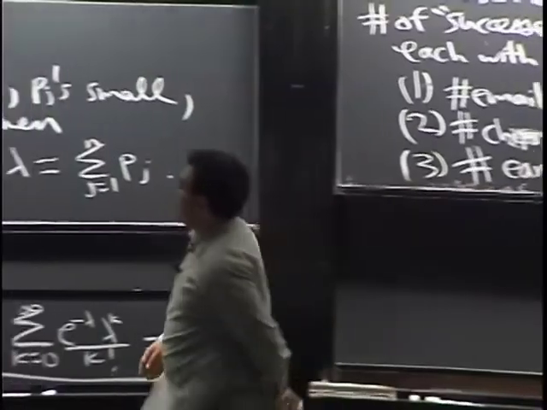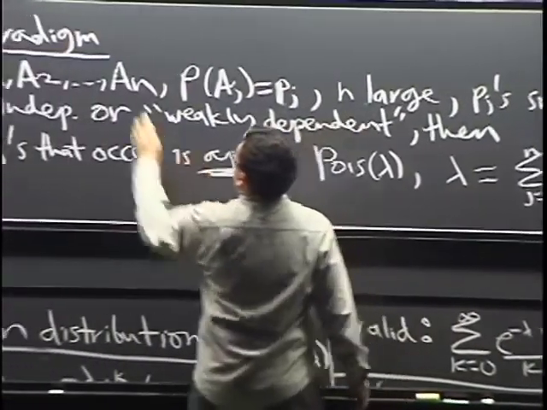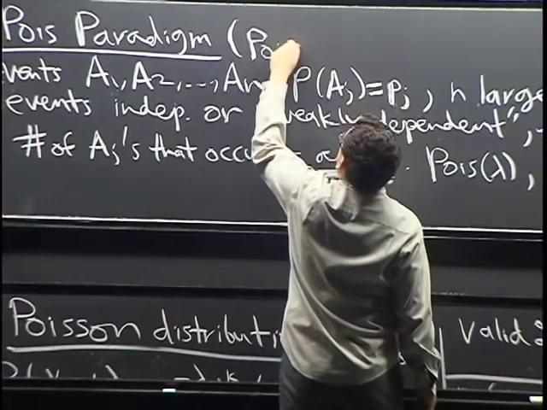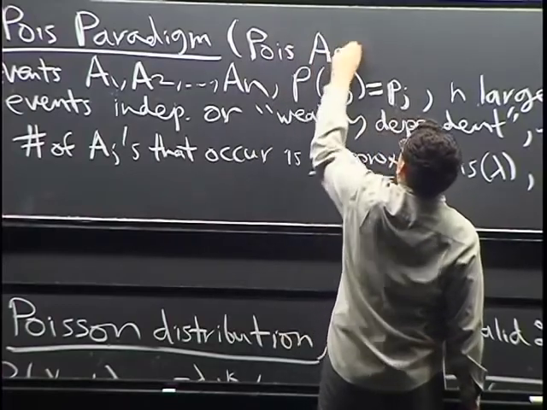Okay, this is approximate. So this is also called the Poisson approximation. That's the same thing as the Poisson paradigm.